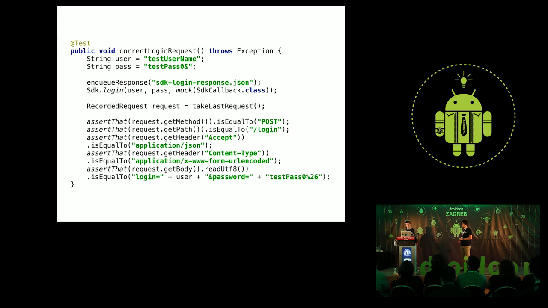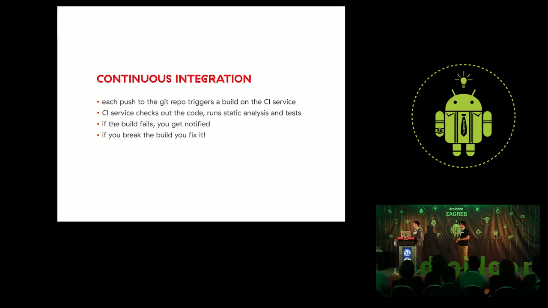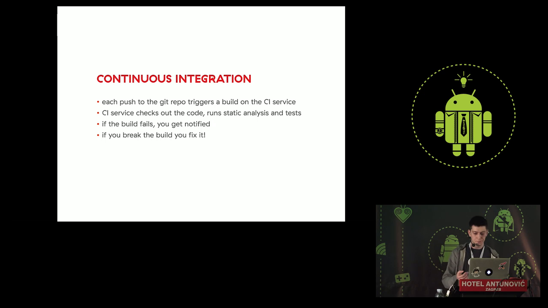And of course, after we have tests, we have static analysis. To actually do anything with it, we need to run it. We need to run everything, and we need to run it often. For that purpose, we're using continuous integration. I'm sure you know the gist of it. Basically, each time you push, a CI server will check out your code, run the static analysis and all your tests. And if the build fails, you will get notified. Not sure how, that's configurable. And if you break the build, you're expected to fix it, of course.